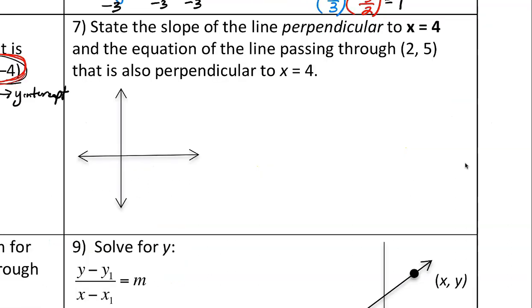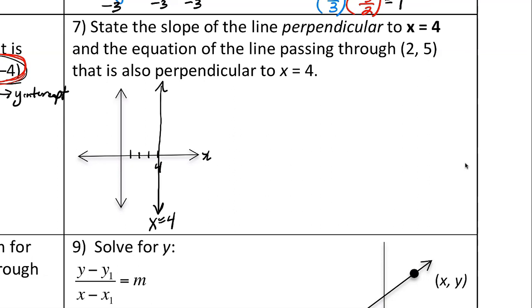Number 7, we have state the slope of the line perpendicular to x equals 4, and the equation of the line passing through 2, 5, and is also perpendicular to x equals 4. So we have a little graph here. We'll go out 4 on the x-axis. So x equals 4 is this line.